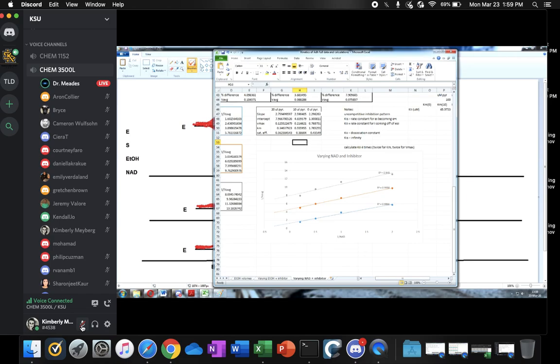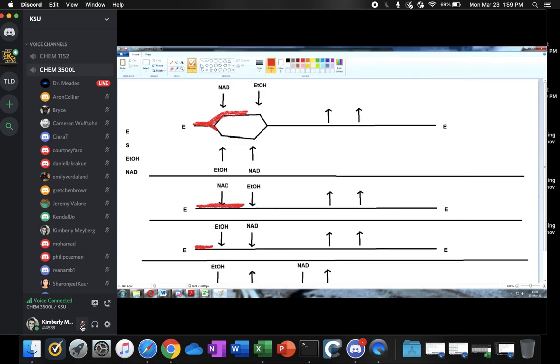When we say ES complex, in this case, S is referring to the thing we're varying. So pyrazole can only bind to the E-NAD complex. What does that mean about the timing? So after the addition of NAD. Only after NAD.